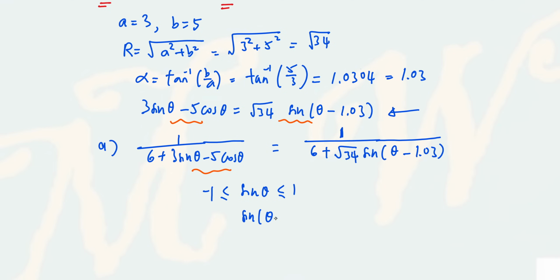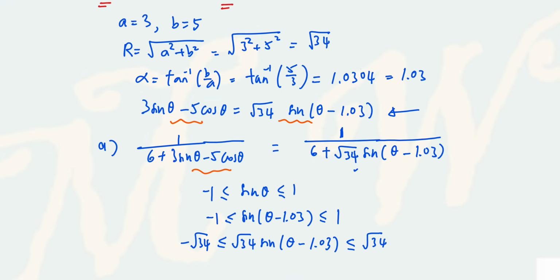So therefore, sine theta minus 1.03. This sine theta minus 1.03 is actually the translation of the graph, which means you are moving the sine theta to the right side by 1.03 units. So the y value remains the same, no change. It is still between minus 1 and 1. But then here we have square root 34, so I multiply it by square root 34. Therefore, my interval becomes square root 34 and negative square root 34.